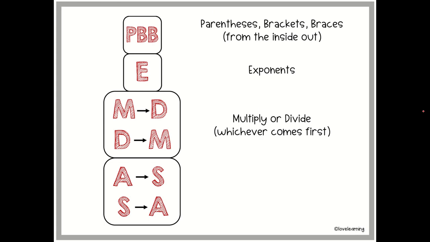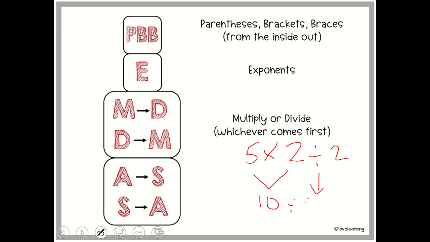The next thing that you'll want to look for is multiplication or division. Notice I said multiplication or division. I like to call these brother and sister. Basically, if you have multiplication and division within an expression, you solve the one that comes first from left to right. For instance, if I had 5 times 2 divided by 2, I would solve the 5 times 2 first, which is 10. I would bring down my divided by 2, and then I would solve for 10 divided by 2, which is 5. Make sense?